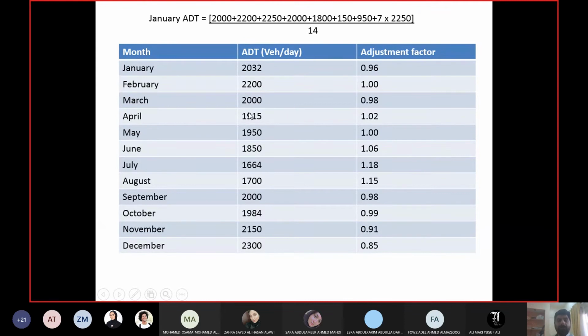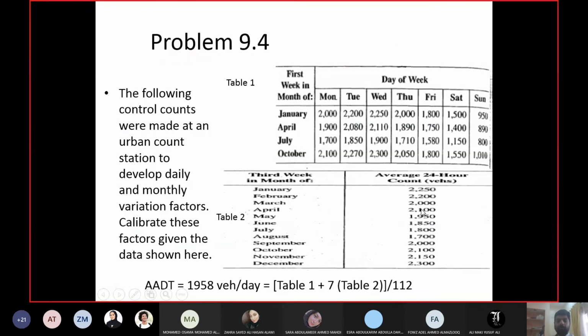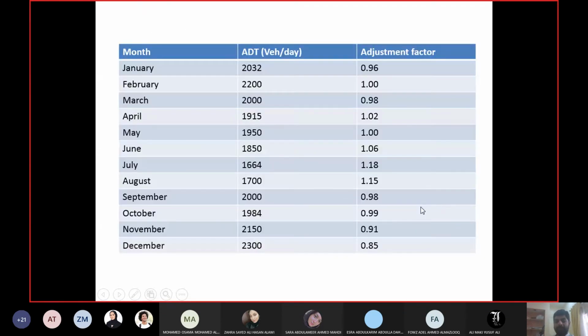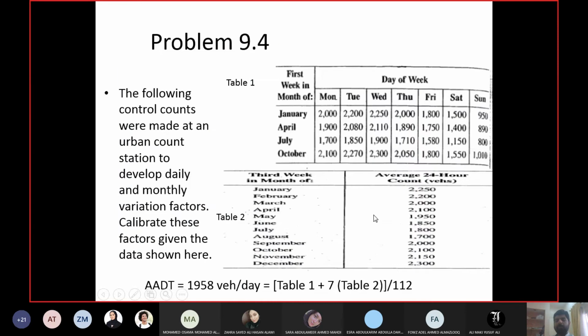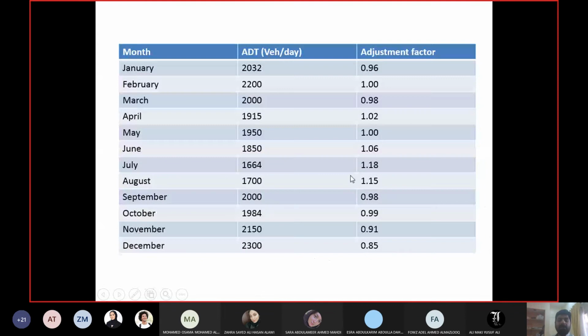For April, you have to do the same thing which you did for January. Take the 7 values given in the first table plus the value given in the second table into 7, and then you divide the whole thing by 14. You will get the average traffic of April, which is 1915, and then you divide AADT with 1915. You get the adjustment factor of April, and so on.